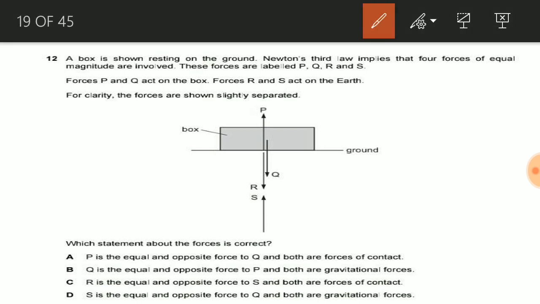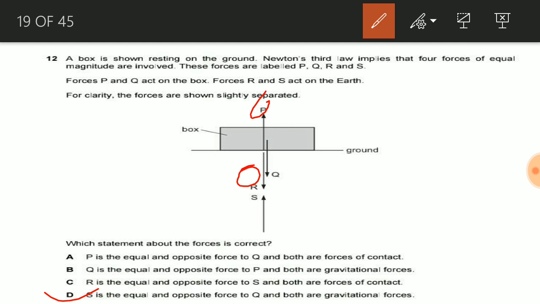In this question, P and R are the forces that are acting on the box. P is the force of the ground on the box. P is acting upward, and R is the force of the box on the ground. So they are equal and opposite, and they cancel with each other. If you see, option choice D is the correct answer here. P is equal and opposite to the force Q.